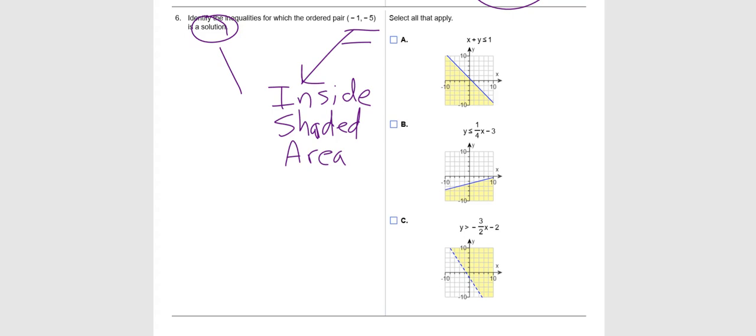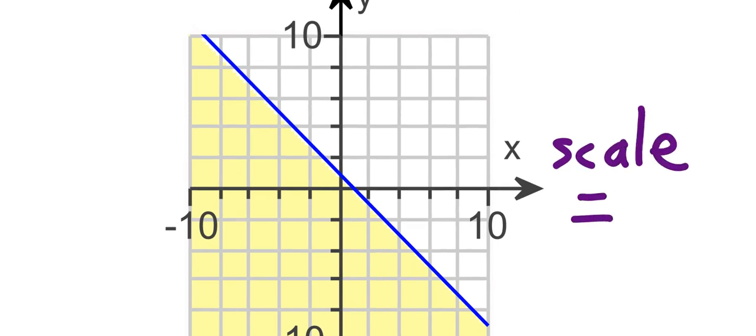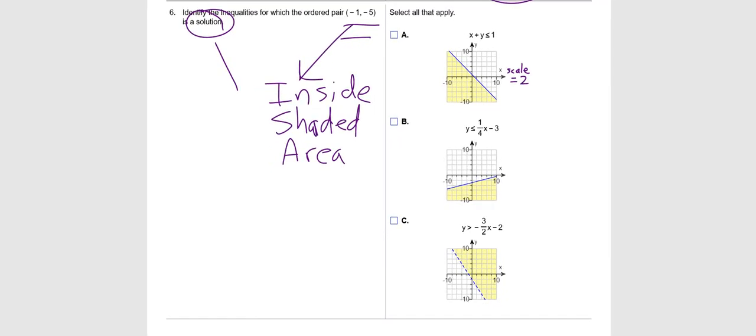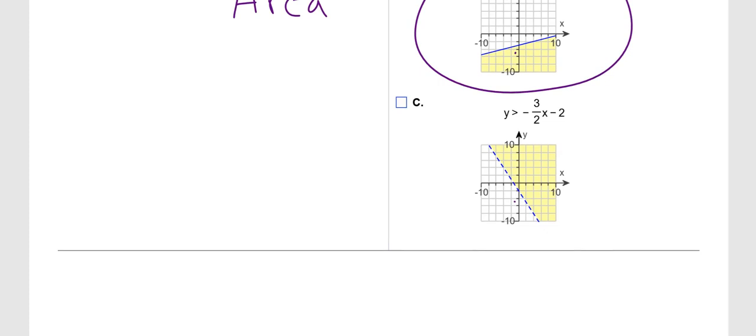Now, I do need to point out one thing. Look at each one of these graphs. What is the scale? Each one of those blocks is worth how much? Is each block worth 1? 2. Keep that in mind as you start looking. Okay? Each one of those blocks is worth 2. Select all the ones where -1, -5 is in the shaded area. So we found out that A and B were true. The dots fell inside the shaded region. C not.